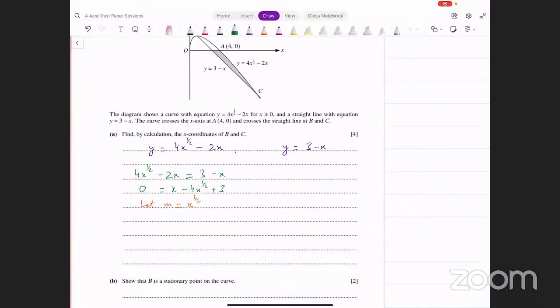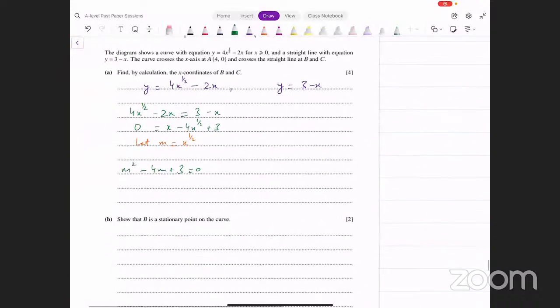This becomes m square. अगर x raised to power 1 over 2 हमने m लिया है तो x क्या हो जाएगा? m square minus 4m plus 3 equals 0. And now we can solve this quadratic equation. इसको factorize कर लें. m square minus 3m minus m plus 3 equals 0. We get two factors, m minus 3 and m minus 1. These are the two factors. Now m equals 3 and m equals 1. ये दो values आ गई हैं आपके पास.